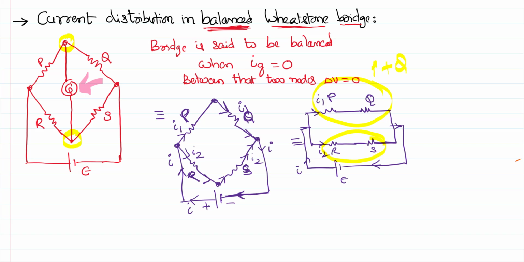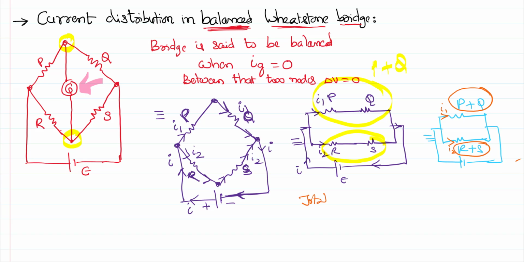So if you have to draw an equivalent circuit again, it could be like this. It could be P plus Q, it could be R plus S, and this is the battery. Again the resistance P plus Q is in parallel with the resistance R plus S. Between them the current is shared, the voltage is same. Therefore the total resistance of the circuit, that's the first thing I want to calculate. The total resistance of the Wheatstone balanced bridge, when there is no current passing through the galvanometer, is found because these two are in parallel.